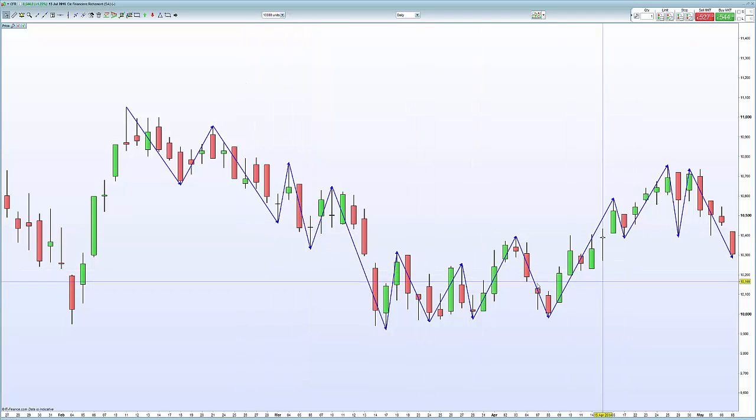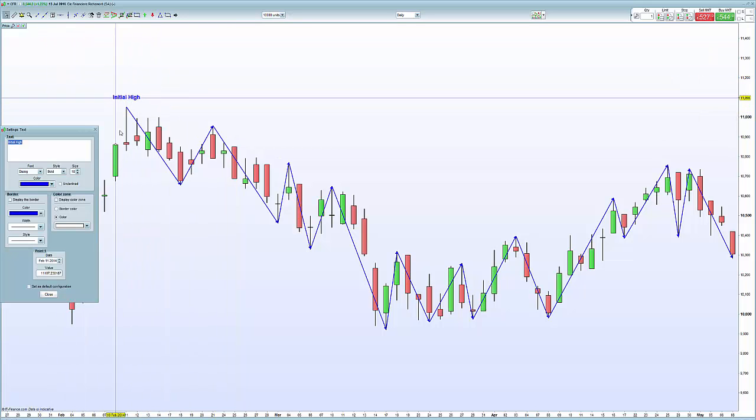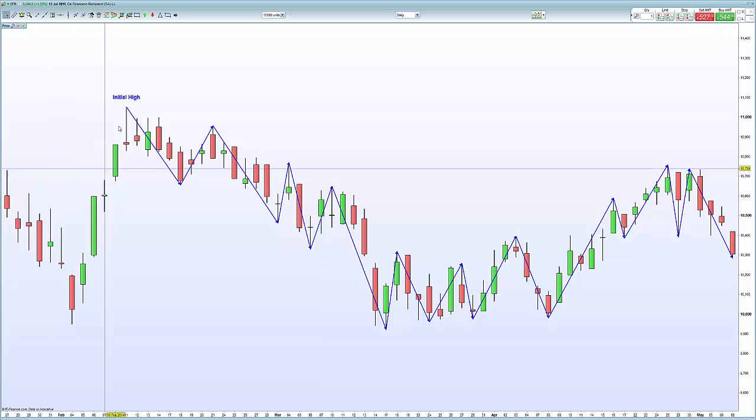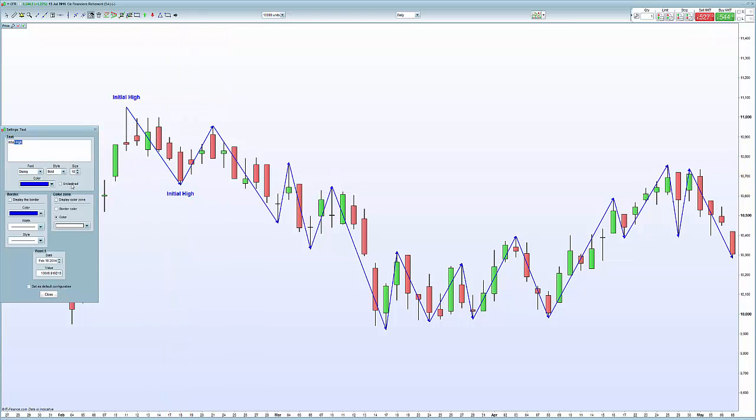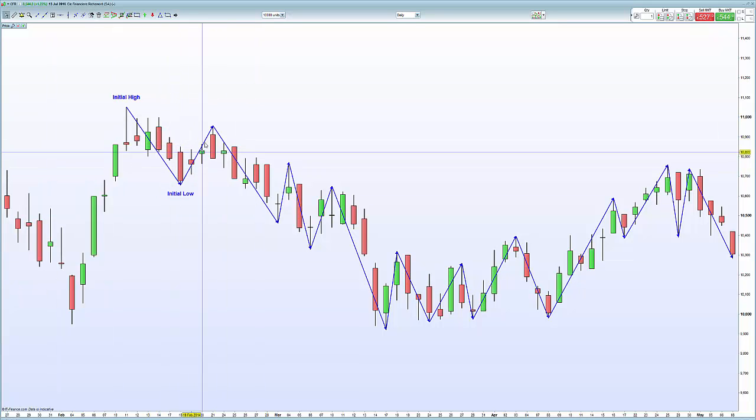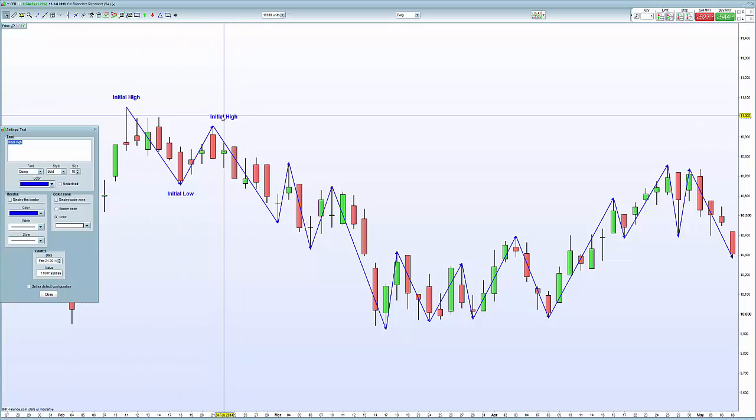So once we have these lines in, what can we start seeing? Well, let's start here. We've got an initial high here. This is our starting point. Let's call that the initial high. Market pulls down, makes an initial low. Then it pushes back up, you can see there, and what we have here is a lower high.